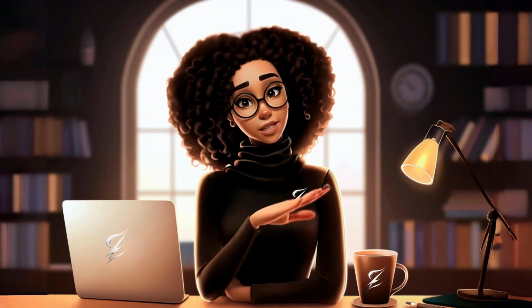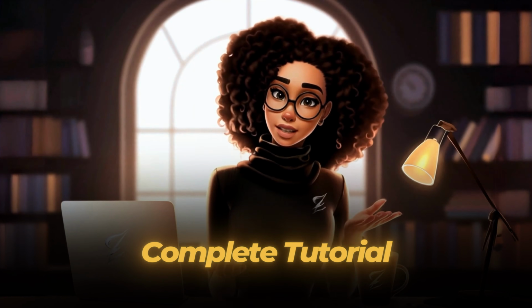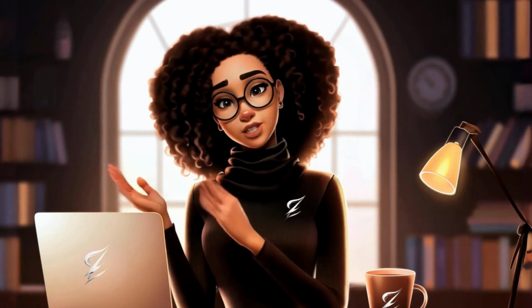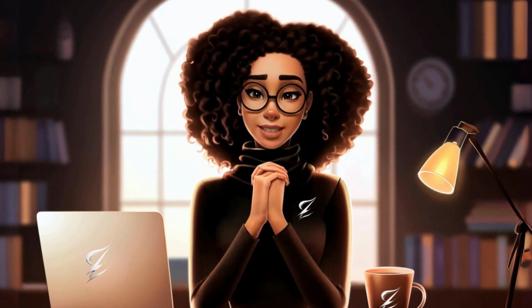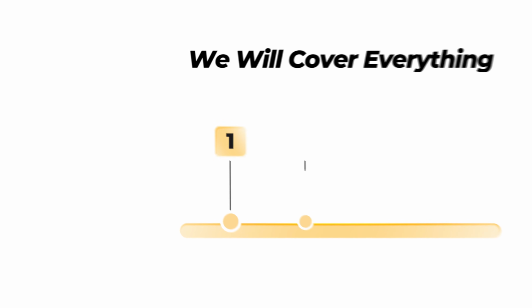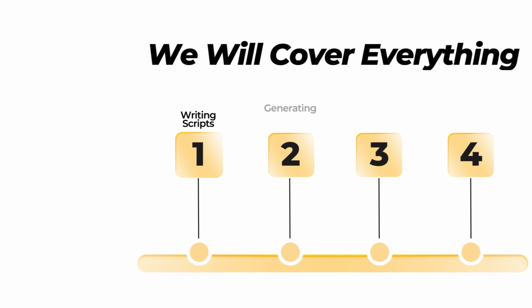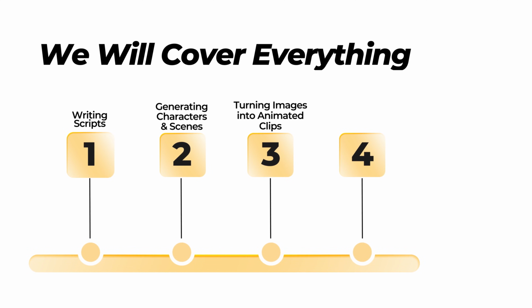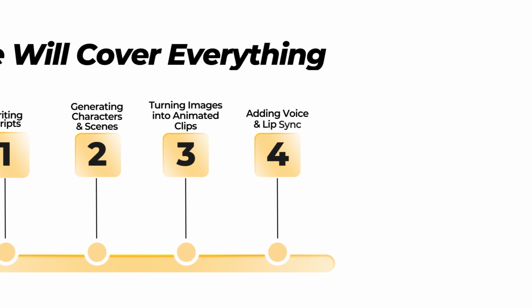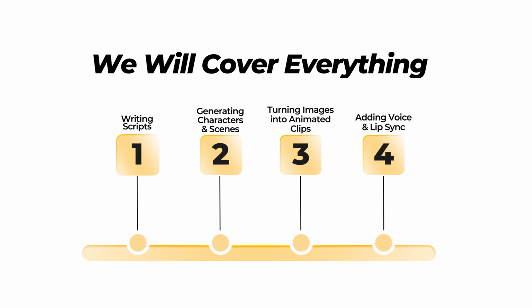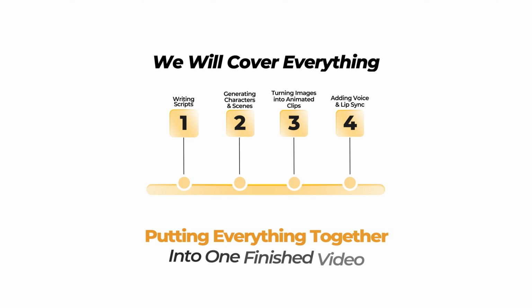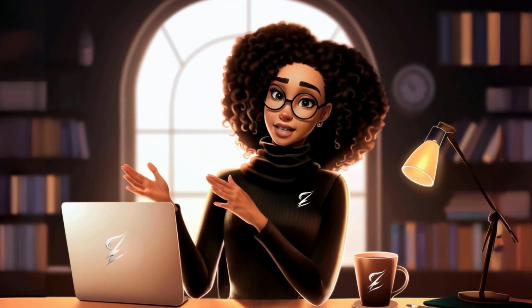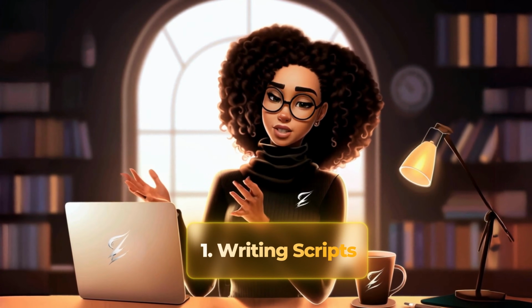So if you've been waiting for a complete tutorial that takes you from zero to a finished AI animated video, this is it. We'll cover everything from writing the script to generating your characters and scenes, turning those images into animated clips, adding voice and lip sync, and finally putting everything together into one finished video. Let's start with step 1, writing the script.